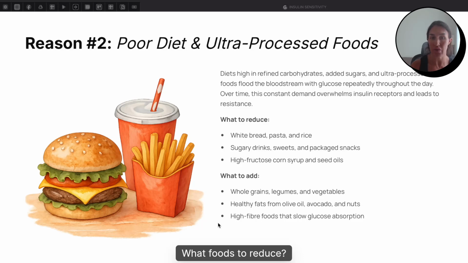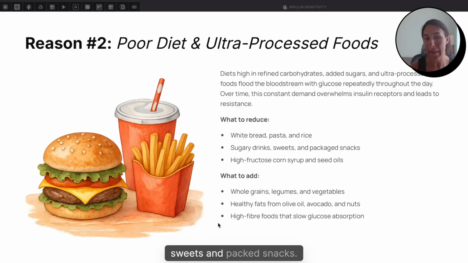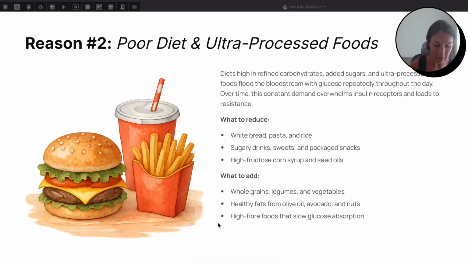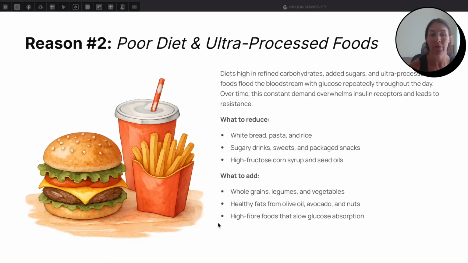What foods to reduce? Pasta, rice, white bread, sugary drinks, sweets and packed snacks, high fructose corn syrup and seed oils. What to add instead? Whole grains, legumes and vegetables, healthy fats from olive oil, avocado, nuts, peanut butter. High fiber foods that slow glucose absorption.